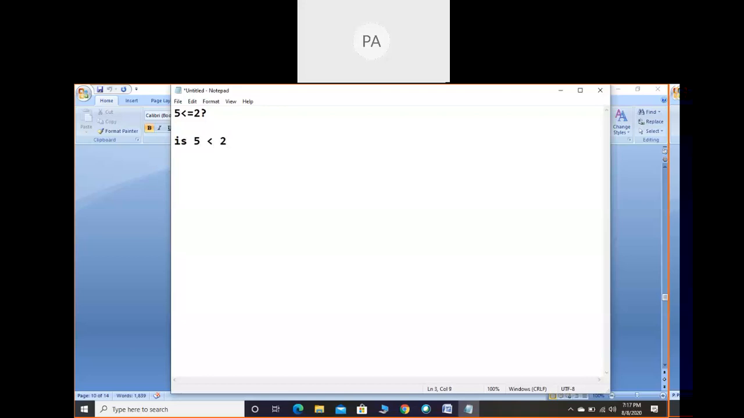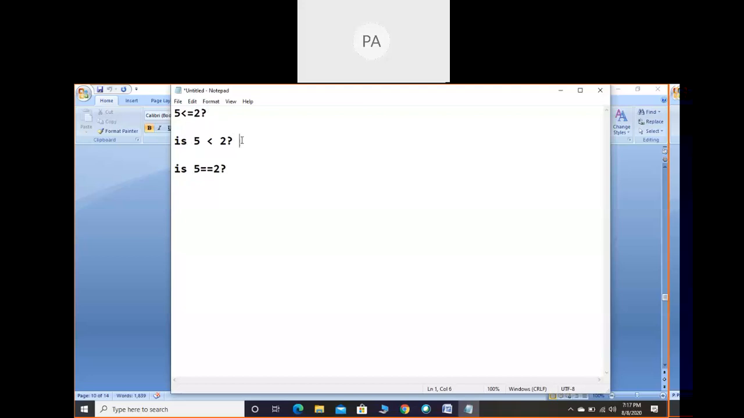So this is one question. This will act like one question. Another is "is 5 equals to 2?" That means two comparisons we are doing. First comparison is 5 less than 2, second comparison is 5 equals to 2. So while reading, what we read is 5 less than or equals to 2.